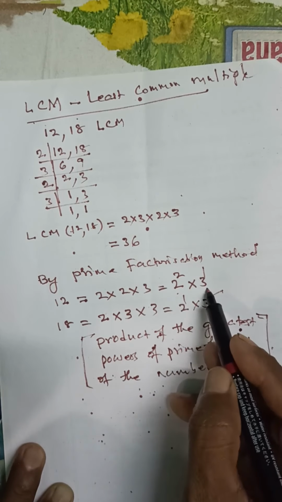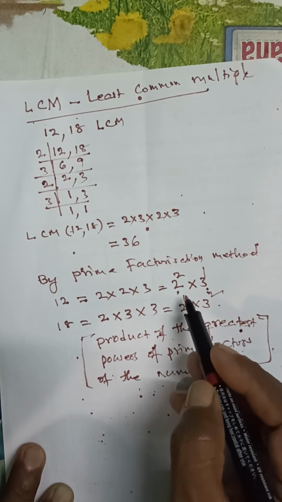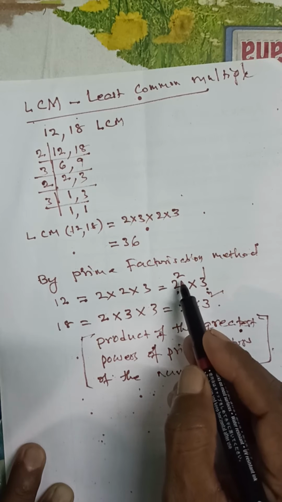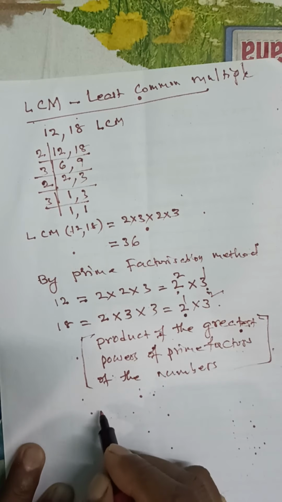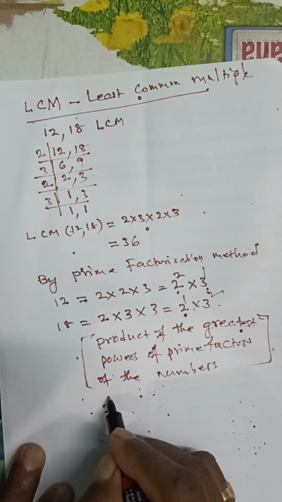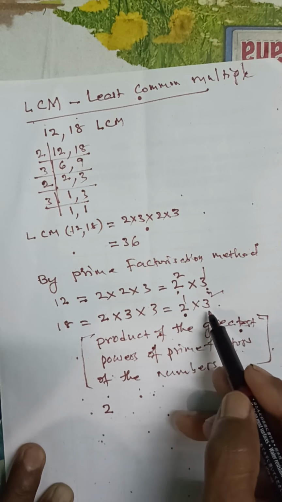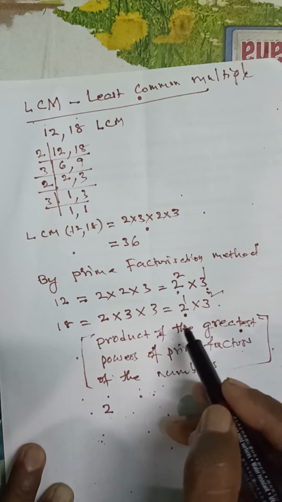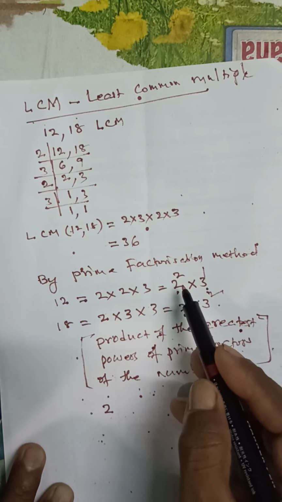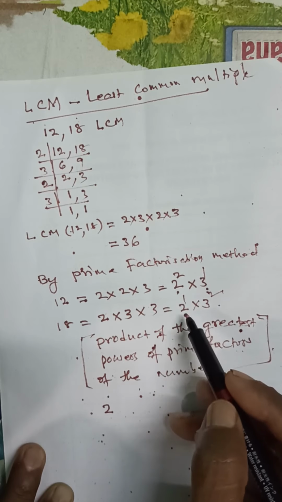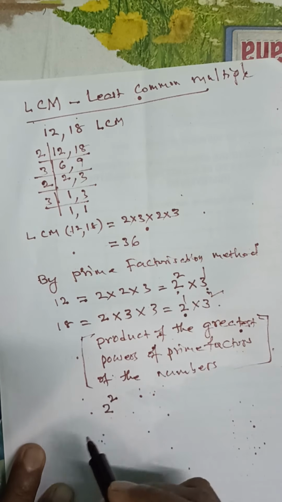In these, 2 square and 2 to the power of 1 are here. 2 square has the greater power, since 2 is greater than 1. So we have to take the greatest powers of the prime factors. 2 and 3 are the prime factors. 2 to the power of 1 and 3 to the power of 2 are the prime factors of 18. These are the same primes, but the exponent of 2 square is greater, so we take 2 square.